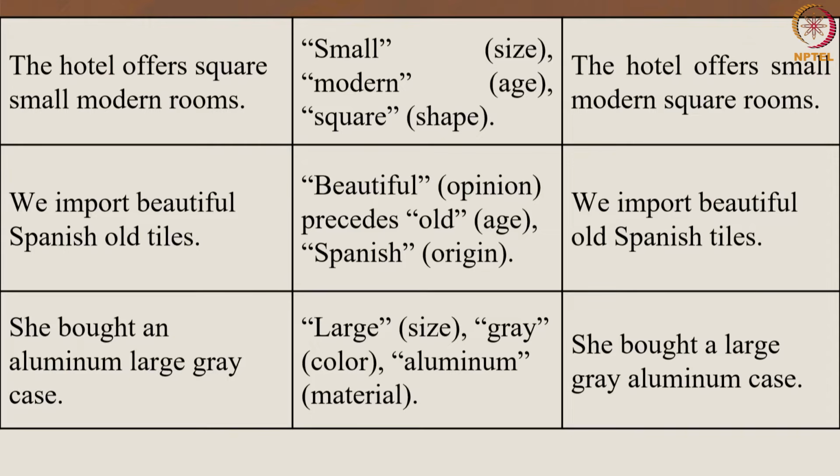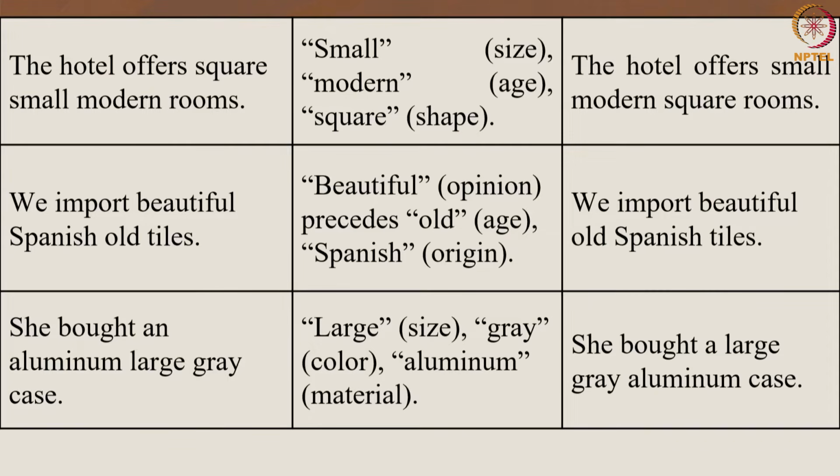Next, we import beautiful Spanish old tiles. Beautiful is an opinion. It precedes age, old, and then Spanish. So the correct form would be, we import beautiful old Spanish tiles. Not we import beautiful Spanish old tiles. Old Spanish tiles.